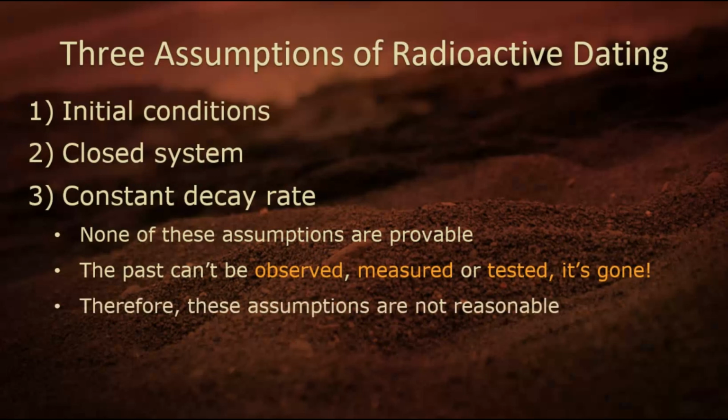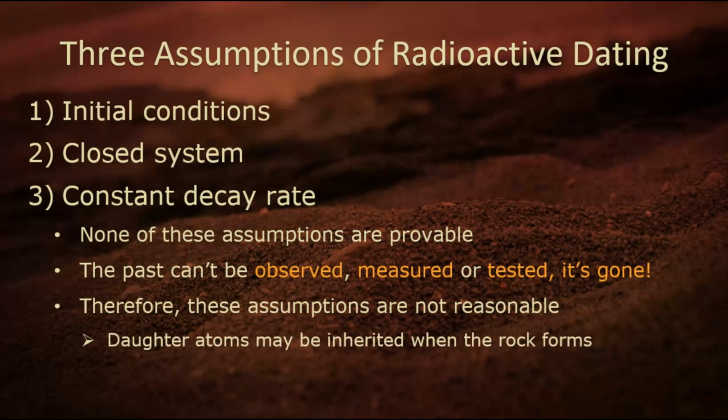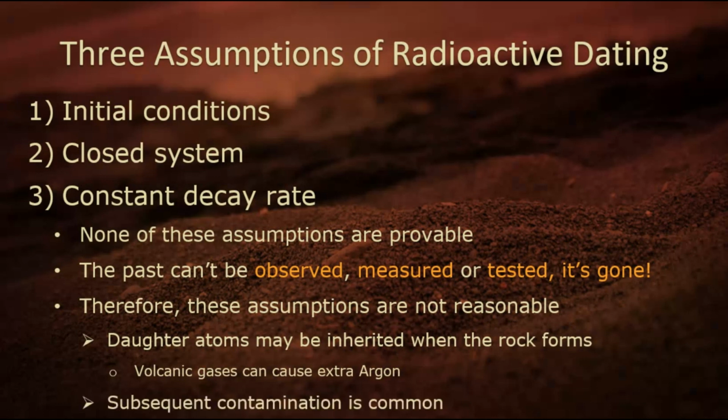Therefore, these assumptions are not even reasonable because the daughter atoms may have inherited some of the rock when it formed. For example, volcanic gases can cause argon in that potassium-argon radioactive decay. Argon can already be there. So subsequent contamination is common.